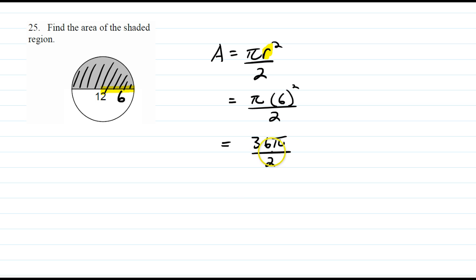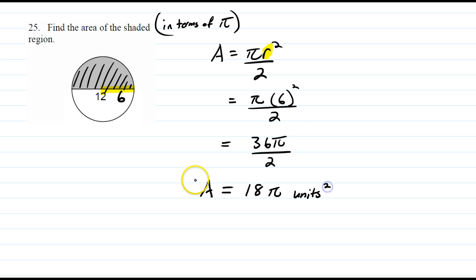And now do 36 divided by 2, which is equal to 18 pi. And we'll leave our answer in terms of pi for this one. That way we don't have to multiply it out. And so our area is 18 pi units squared.